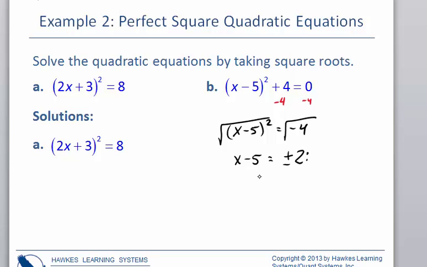And then finally, solving for x, we're going to add 5 to both sides. And so our answer will look like x is equal to 5 plus or minus 2i. And again, that is two solutions because we have 5 plus 2i and we have 5 minus 2i.